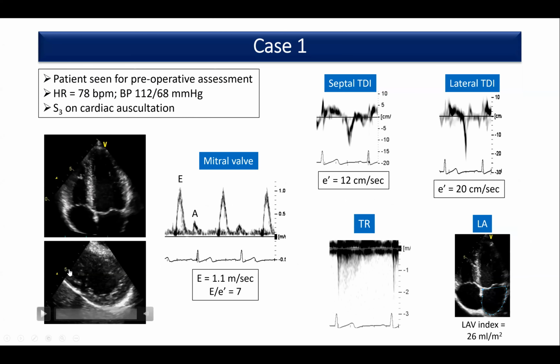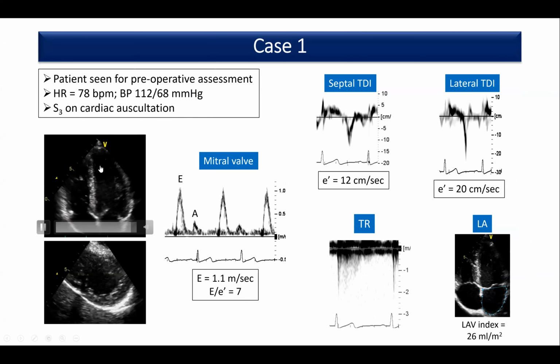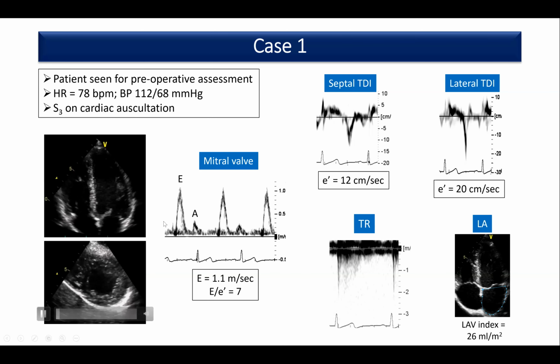You can see here the 4-chamber view, the left ventricle, normal size, normal volume, normal ejection fraction. You can see the parasternal short axis view here as well. Ejection fraction is pretty normal. There are no wall motion abnormalities. However, what we see here is the mitral inflow pattern. You can see an E wave that is dominant over the A wave, with 1.1 meters per second.